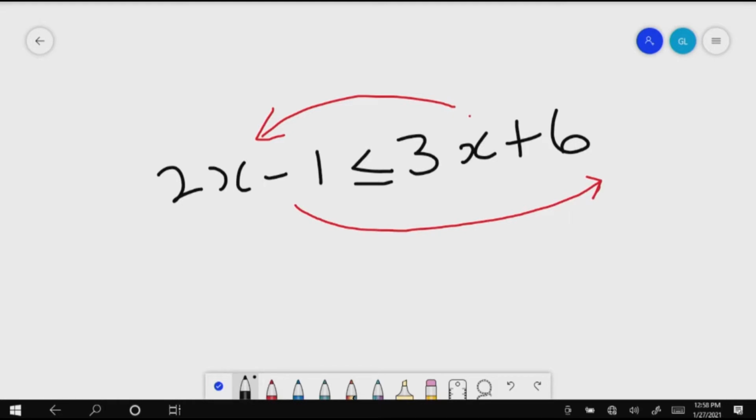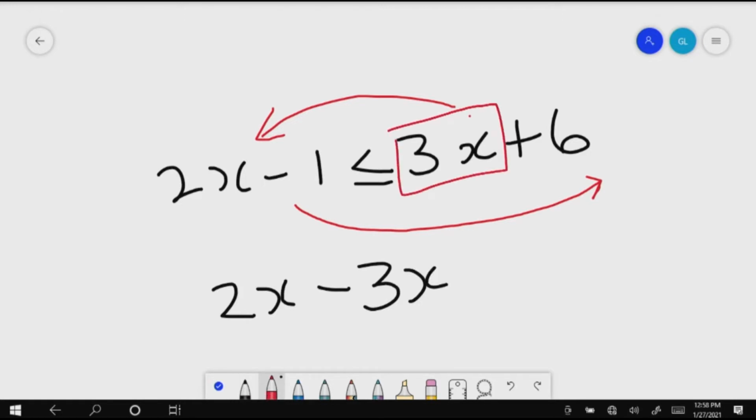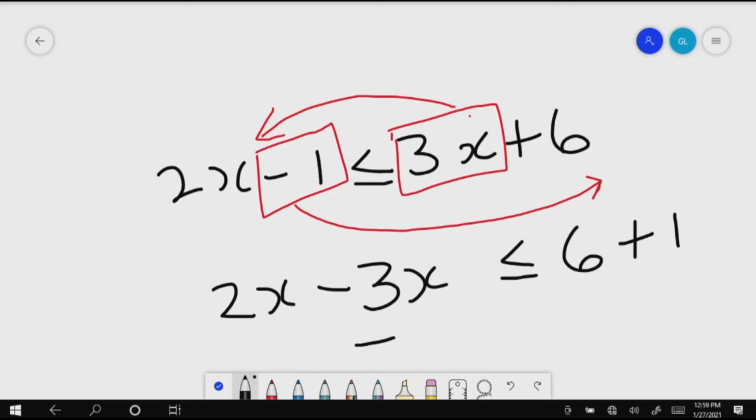So in terms of rewriting this by transposition, it becomes 2x minus 3x, because taking a positive quantity over the inequality sign gives us a negative value, is less than or equal to 6 plus 1. There we have a concept again: taking a negative over the sign, it becomes a positive. By further simplifying, we have minus 1x is less than or equal to 7.